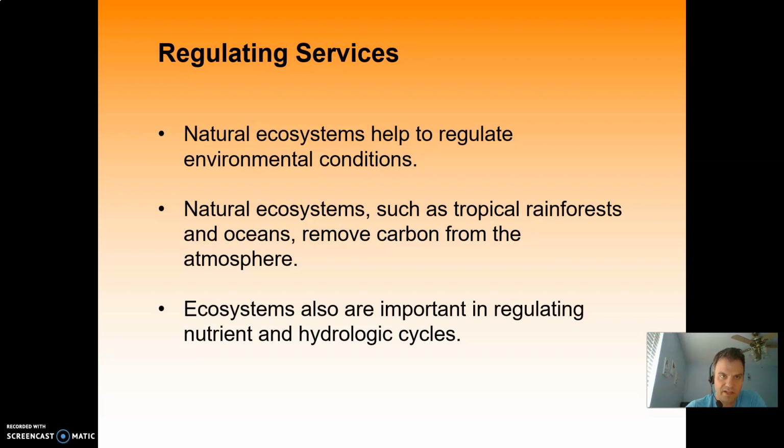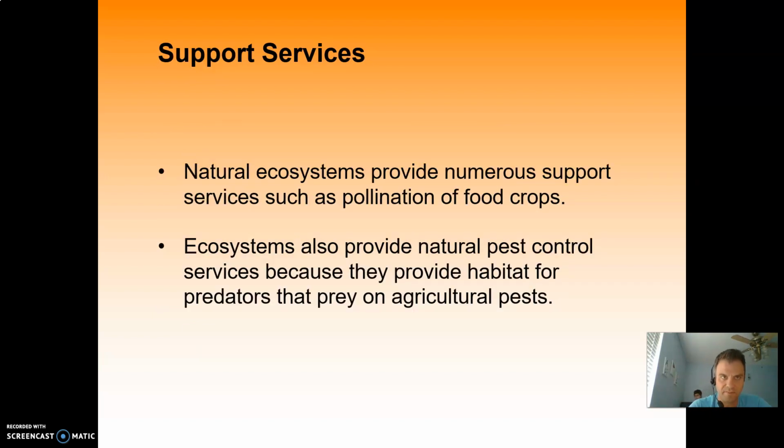A regulating service is a service that an ecosystem provides to regulate environmental conditions, like how oceans and tropical rainforests are huge carbon sinks. They absorb carbon dioxide from the atmosphere. The more we remove them, the smaller that sink is. The more harm we do to the oceans, the more trees we remove, the less they're able to absorb carbon dioxide, and therefore a higher concentration in the air, contributing to climate change. And ecosystems are also important in regulating our nutrient cycles and our hydrologic cycles that we've gone over.